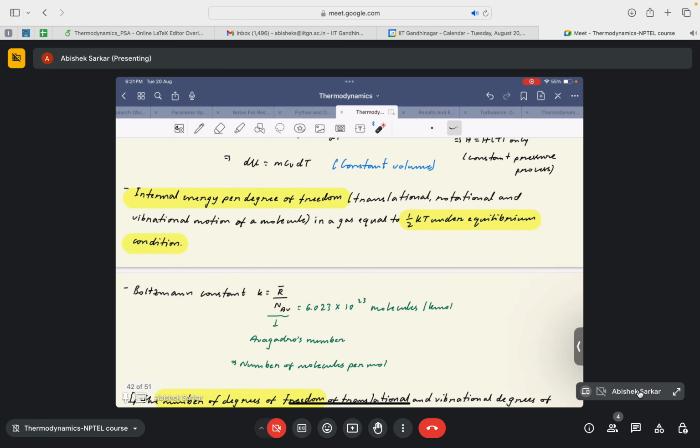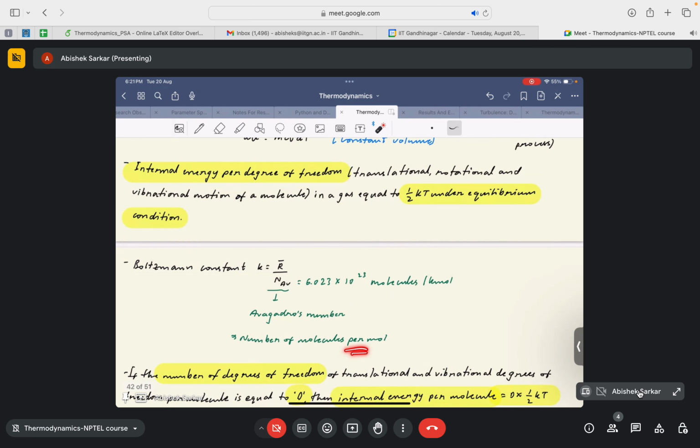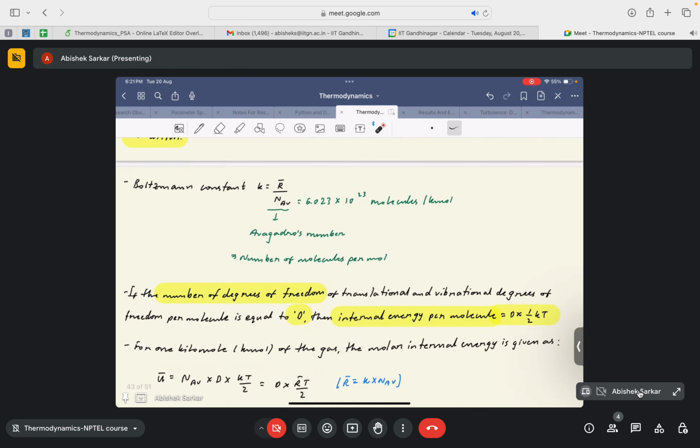Here k is the Boltzmann constant, given by the ratio of the universal gas constant and the Avogadro's number, where Avogadro's number is represented by N_Av, which is equal to 6.023 × 10^23. It is the number of molecules per mole of a substance. Then if the number of translational and vibrational degrees of freedom per molecule is equal to D, the internal energy per molecule is equal to D × ½kT.